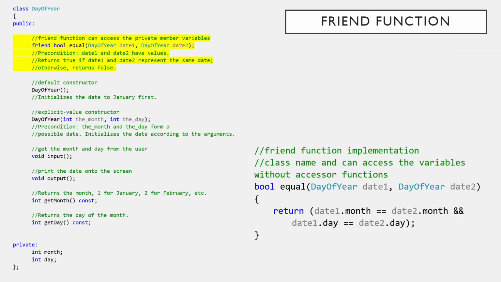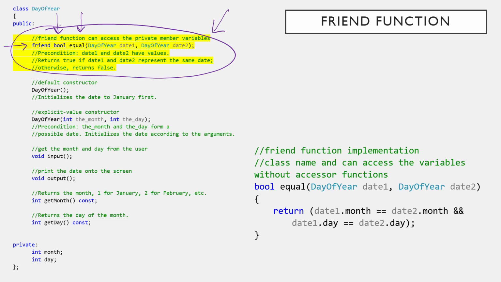So here is doing the same thing, but we're using a friend function. You notice that your friend function is listed here in the class declaration. It has the keyword friend, the return type, the function name, and it takes two objects of type DayOfYear. When you do the implementation here, you do not put the keyword friend on the implementation.